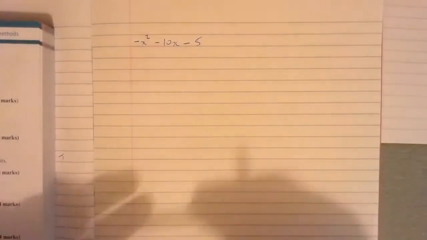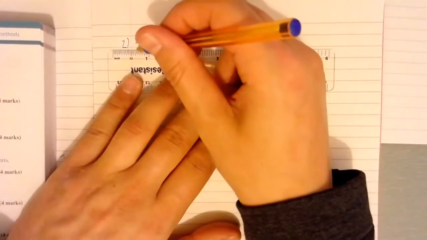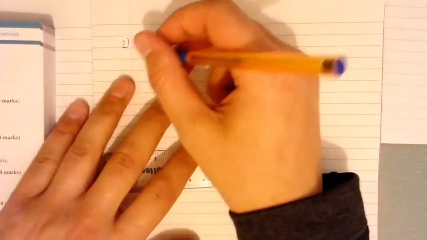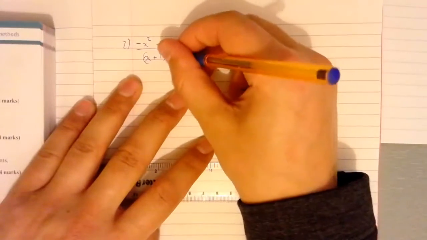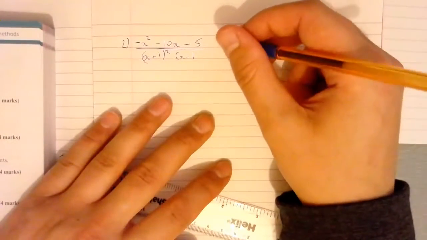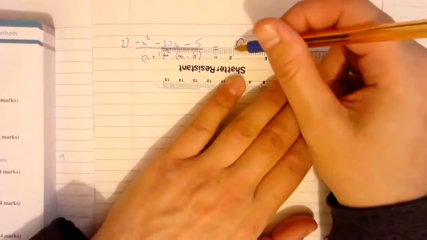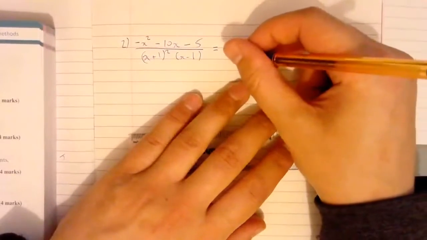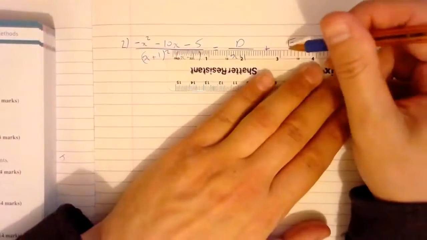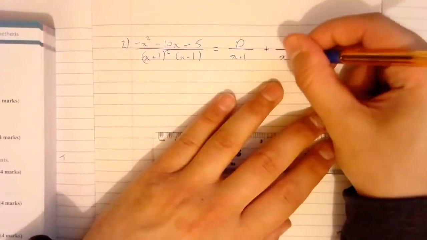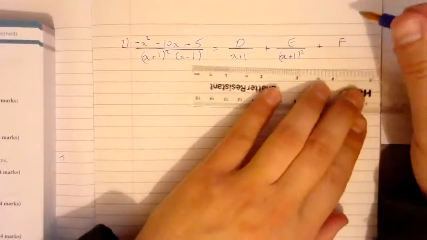Okay, so the question is exercise 1E question 2. Minus x squared minus 10x minus 5 all over x plus 1 squared, so we've got a repeated factor, and x minus 1. And the question says we need to write that in this form. It very handily tells us what form we have to write it in so we don't have to remember that we need the repeated factor in there, and we end up with 3 different terms over x minus 1.